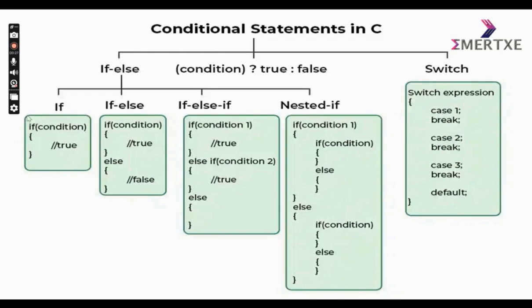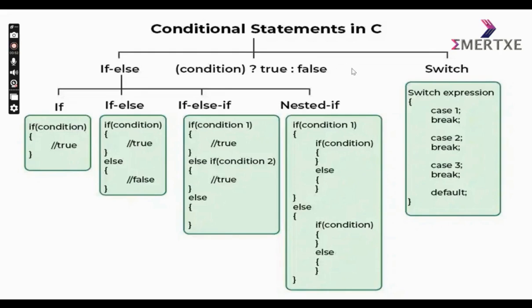And this is the code for the if statement. And the second one is if else statement. The if else statement provides an alternative block if the condition is false. This is the syntax for the if else statement. And third one is if else if statement. This is used to check multiple conditions one after the other.